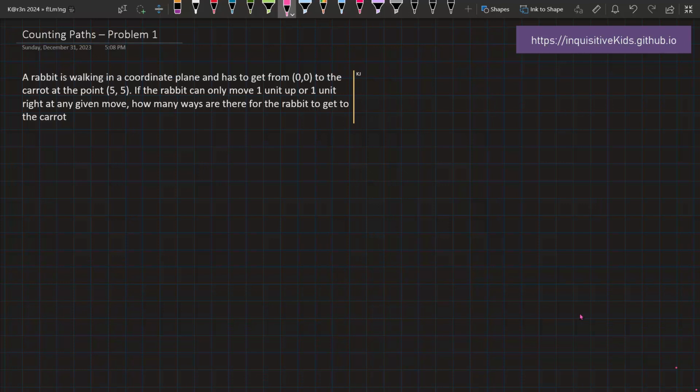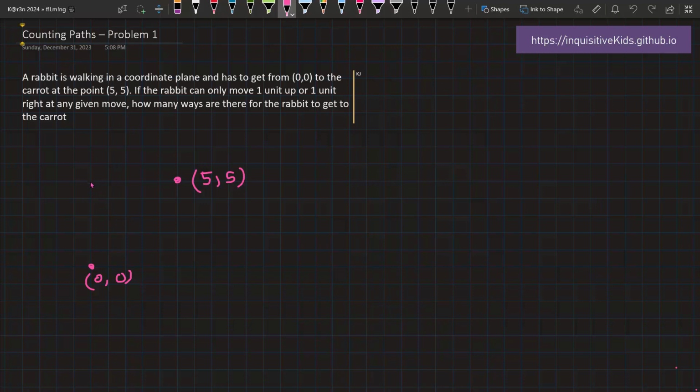A rabbit is walking in a coordinate plane and has to get from 0, 0 to the carrot at the point 5, 5. If the rabbit can only move 1 unit up or 1 unit right at any given move, how many ways are there for the rabbit to get to the carrot? Let's first draw this out so we can better visualize it. Say this point right here is the starting point, 0, 0, and our rabbit is starting from this point. I'll just use the grids on this graph paper to help me draw it out. So 1, 2, 3, 4, 5, 1, 2, 3, 4, 5. This would be the final destination where the carrot is, 5, 5.